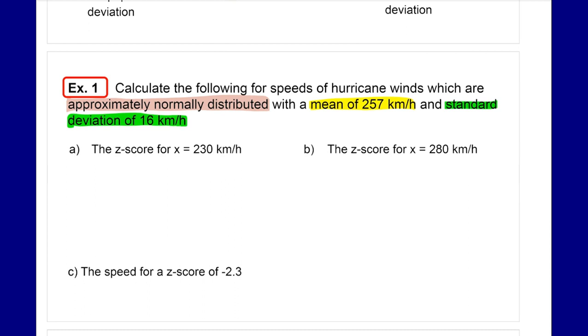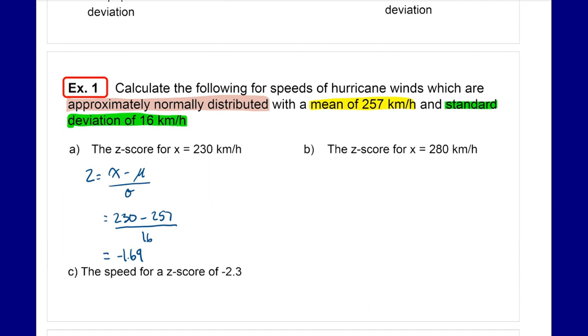So for part A, find the z-score for an x value, or a wind speed, of 230. In this case, our z-score is our data point, or the formula, x minus, we'll say we're looking at a population, so mu, divided by the standard deviation. So we have 230 minus the mean, which is 257, divided by the standard deviation, which is 16, and we get a z-score of negative 1.69. So that means that the value of 230 is 1.69 standard deviations below the mean.